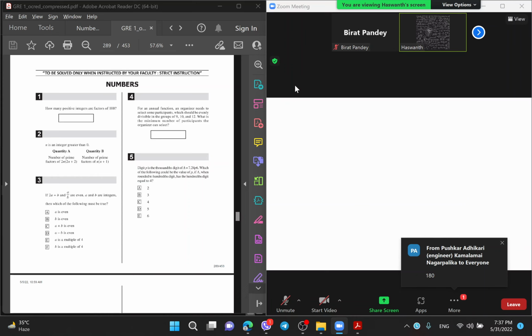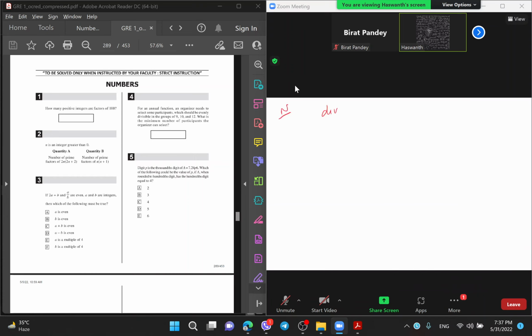Yeah, 180. Number of participants must be evenly divisible in the groups of 9, 10, and 12 means, let's say n is the number of participants. It must be divisible by 9, it must be divisible by 10, and it must be divisible by 12. Now, divisible by 9 means we say it is a multiple of 9. So, number of participants must be a multiple of 9, 10, and 12 as well. Divisible by or multiple of are the same equivalent notations. It gives us the same meaning.